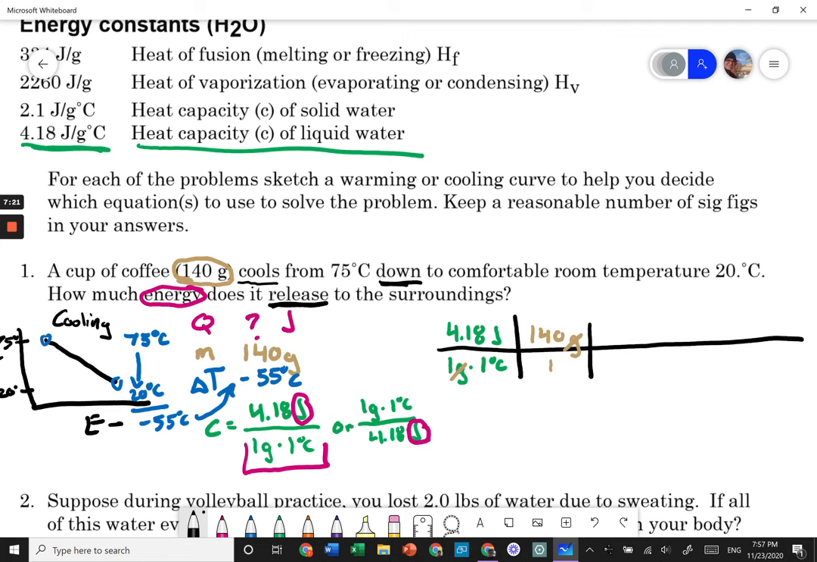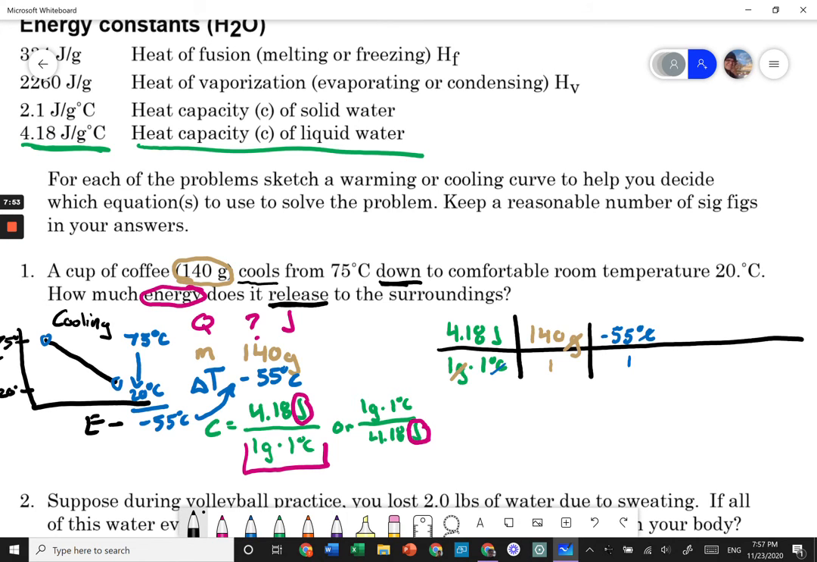Now the other thing we need to do is to get rid of that degree Celsius on the bottom. That's the amount of energy required to change your substance by 1 degree Celsius. But we're changing this by 55 degrees Celsius, so it's going to be multiplied by 55, and that's still going to allow us to cancel out our units. And we're only having that temperature change once, so my placeholder 1 on the bottom.